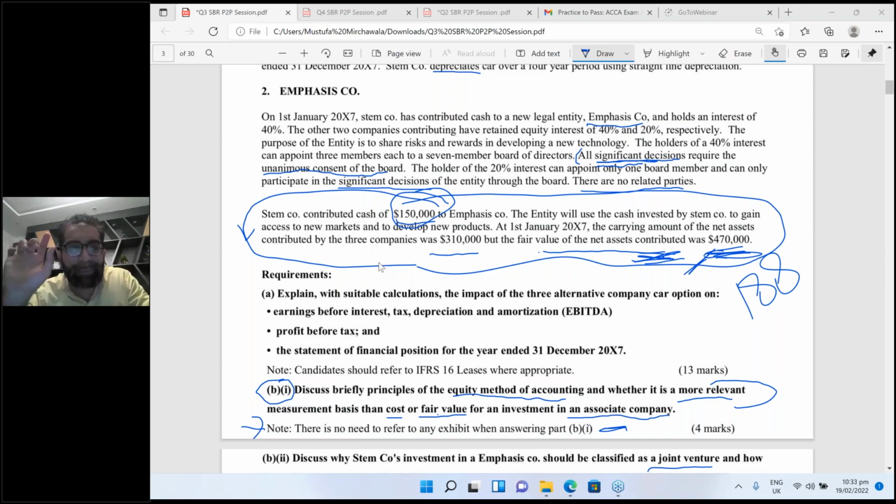The valuation team has done some mistake. Yes, this is a possibility. Listen, this is SBR. This is not 1 + 1 = 2. This is not a closed question. This is an open question. Maybe your comment is different from my comment. Maybe your comment is different from the examiner's comment. This is possible. This is totally possible.